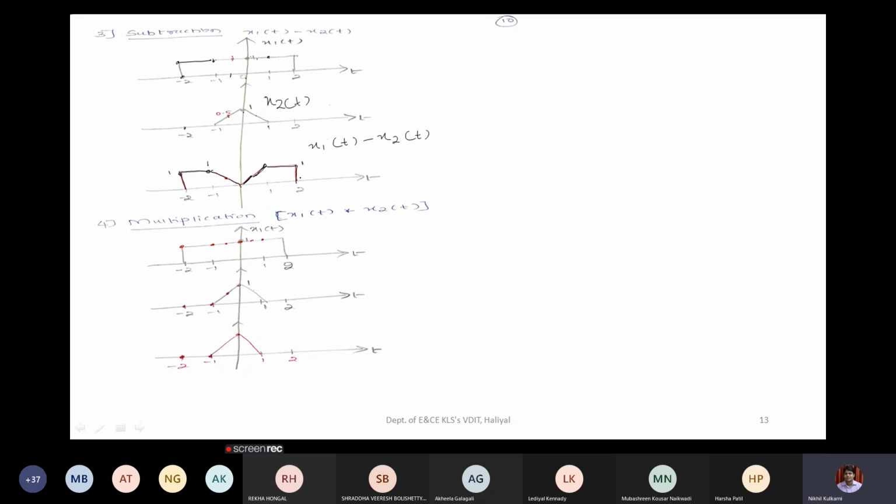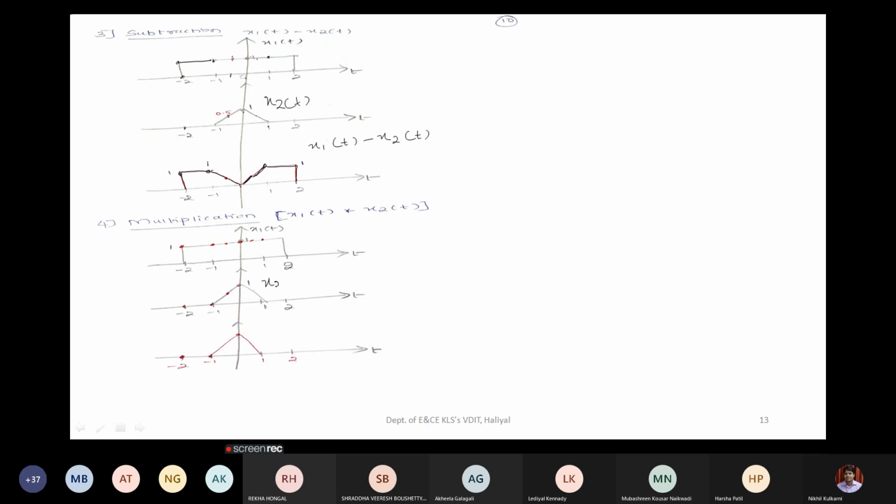Operation on signals is not part of the syllabus but part of the problems, so we have to discuss it. Okay, no worries. Moving on to the next one, that is multiplication. Same thing you have to follow, amplitude wise you have to multiply. So at t equal to -2, what is the amplitude? It is 1. Here it is how much?